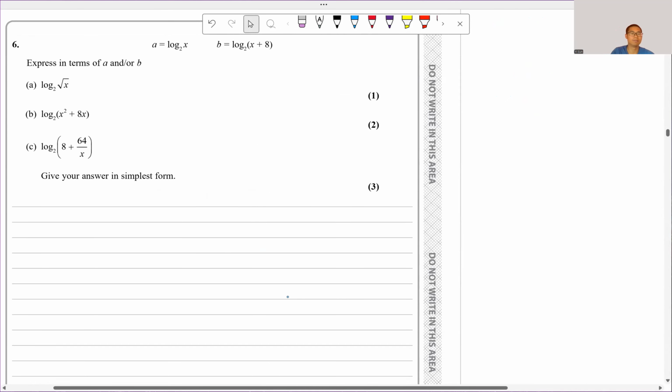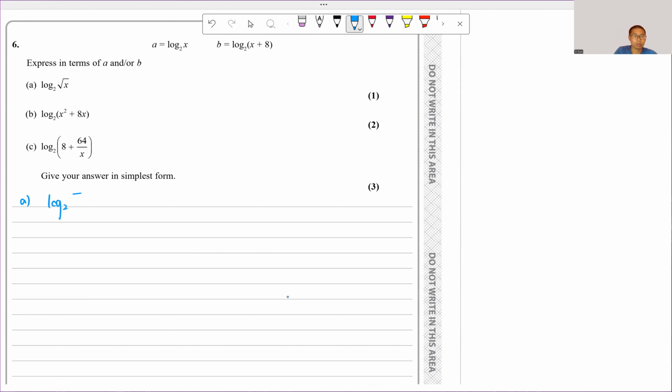Okay, logarithms. a is equal to log base 2 of x, and b is log base 2 of (x plus 8). We want to express all the rest in terms of a and b. So the first one is log base 2 of root x. This one looks very similar to log base 2 of x, but instead of x, we have root x. But that's fine. We can change root x into x to the power of 1/2.